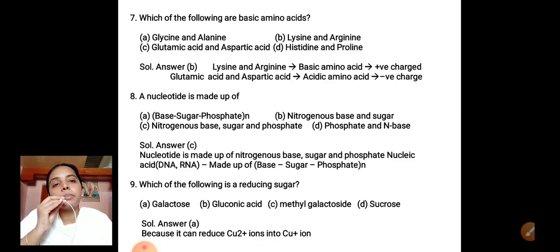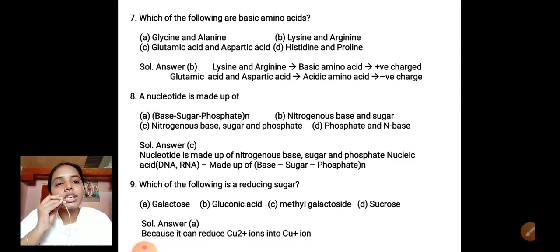A nucleotide is made up of. Here the nucleotides are the basic unit of DNA and even RNA, formed by the combination of a nitrogen base plus pentose sugar plus phosphate. So let us discuss the options. Base, nitrogenous base and sugar, nitrogenous base, sugar and phosphate. D option, phosphate and N base. So here the correct option for the 8th question is formed by the combination of nitrogen base plus sugar, that is deoxyribose or ribose sugar, and phosphate. So the correct option for the 8th question is C.